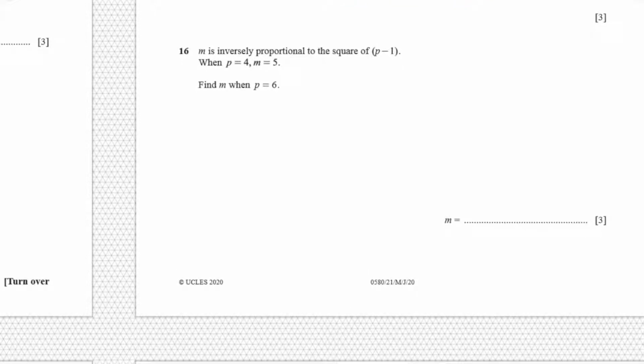M is inversely proportional to the square of p minus 1. So m is inversely proportional to that square. When something is inversely proportional, we can first of all write it like that: m is equal to k over p minus 1 squared. If it was directly proportional, you would multiply by the k. But in this case, you put it in the numerator and the other number in the denominator. Since you're given the p and m values in one scenario, they first give you the value of both variables, so you can find the constant k.